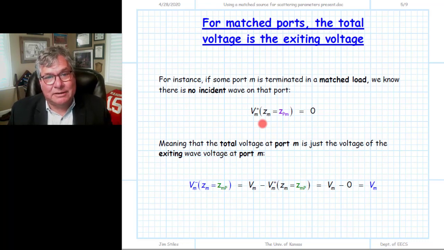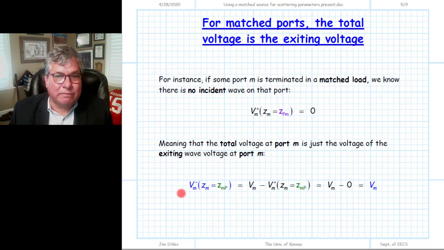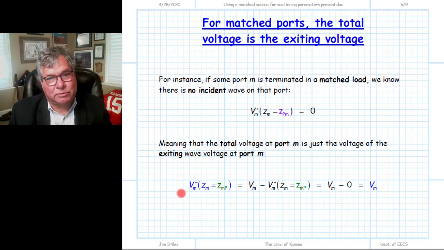The scattered voltage is the total voltage, the port voltage. And so we can write it down mathematically. The scattered voltage, the minus wave voltage, is the total voltage minus the incident wave voltage. But the incident wave voltage for these terminated ports, terminated in matched loads, is equal to 0, and therefore we find the total voltage at those ports is precisely equal to the scattered voltage at those ports, the minus wave voltage.